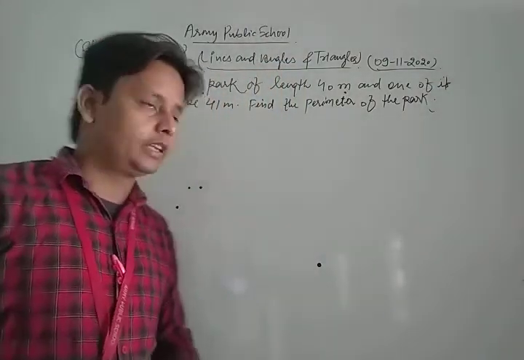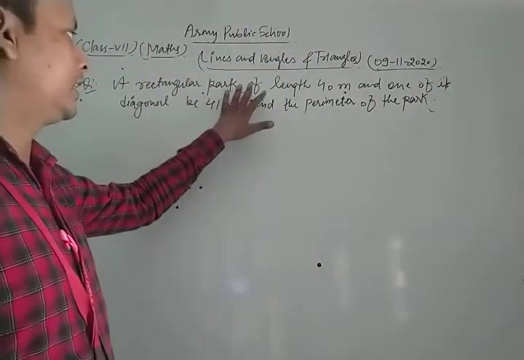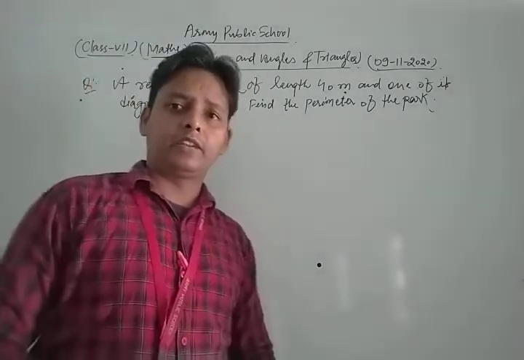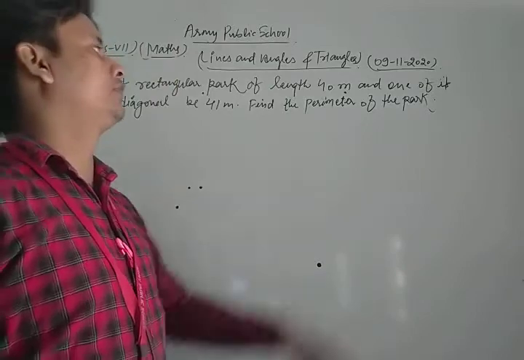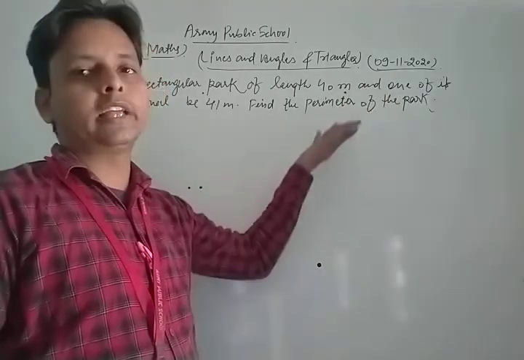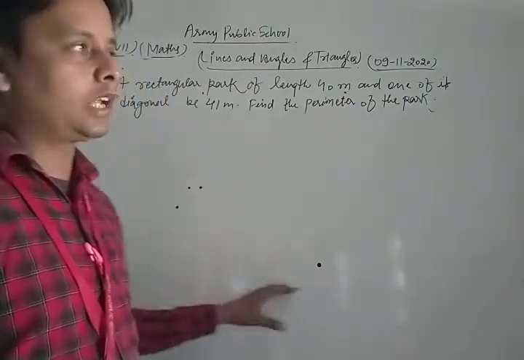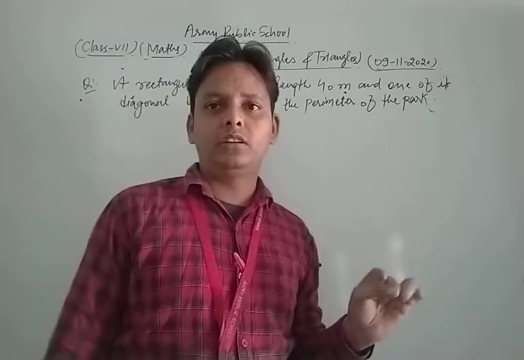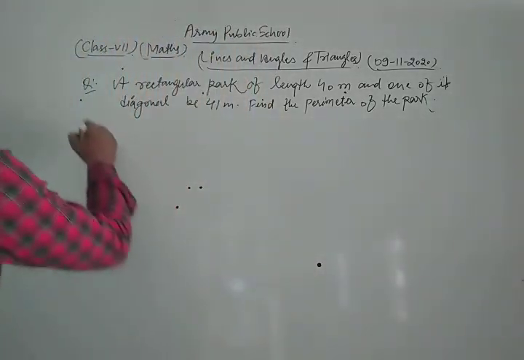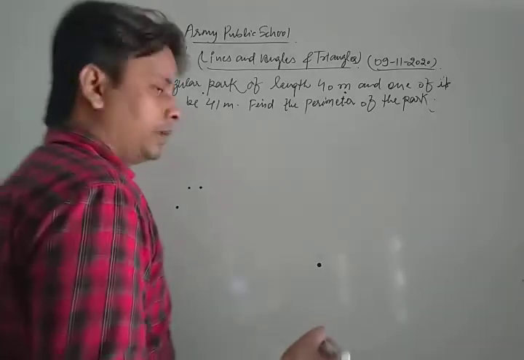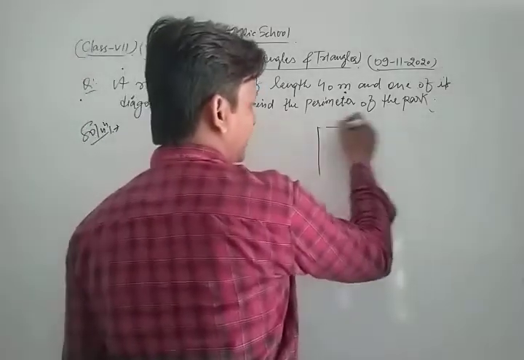Here a rectangular park is given of length 40 meter and one of its diagonals be 41 meter. Now we find the perimeter of the park. Okay, now let's see its solution. First of all, we form a park. This is the rectangular park.